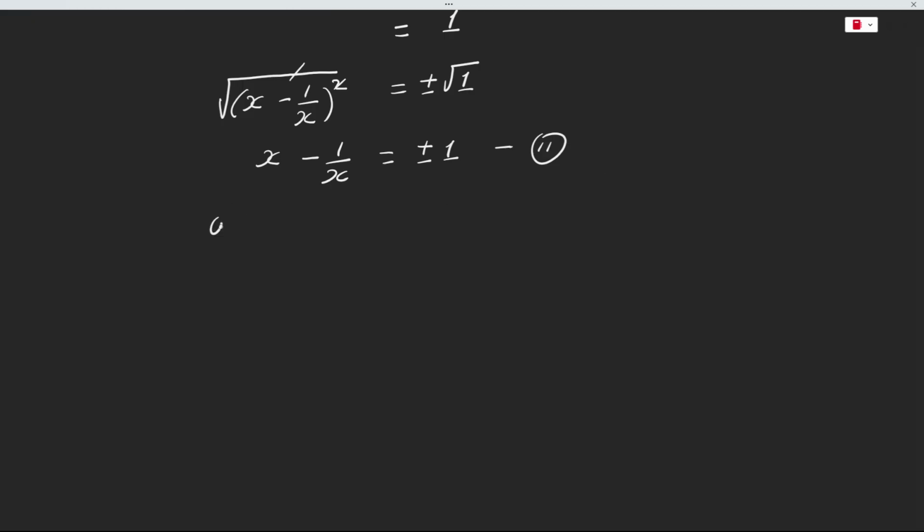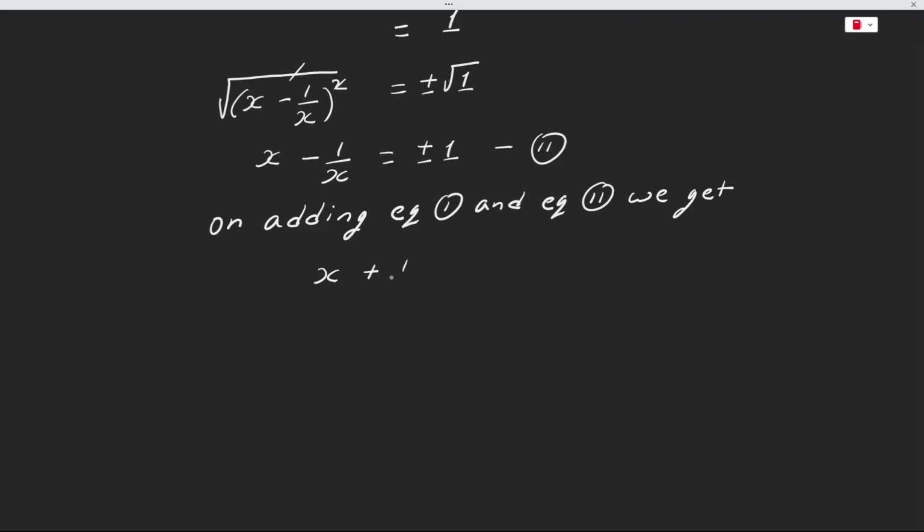Now on adding equation 1 and equation 2, we get: equation 1 is x plus 1 by x equals square root of 5. Equation 2 is x minus 1 by x equals plus minus 1.